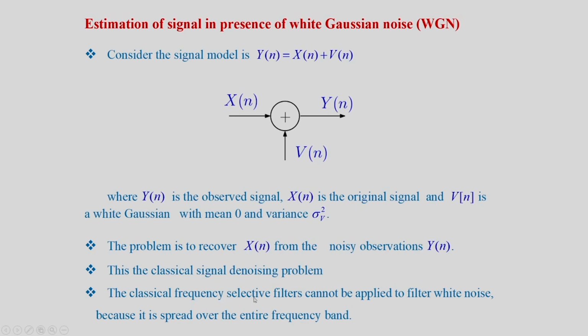The classical frequency selective filters cannot be applied to filter white noise, because it is spread over the entire frequency band. We know that white noise has uniform power spectral density over the entire frequency band. In the case of discrete time white noise, the power spectrum is spread from minus pi to pi. Therefore, the classical frequency selective filters cannot be applied to filter white noise.